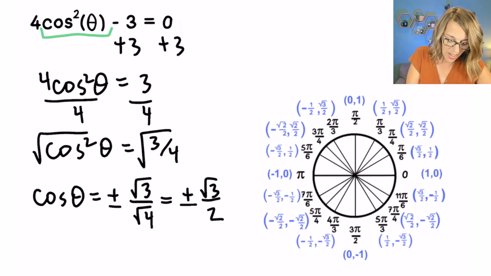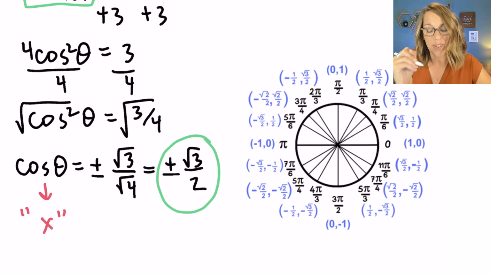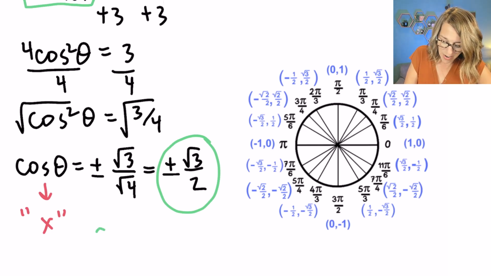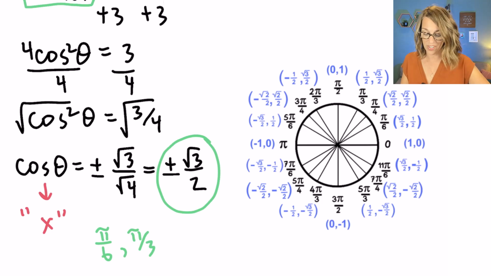Now my cosine values are my x values. So as I'm looking for x values of plus or minus radical 3 over 2, I know that I'm narrowing it down here to either pi sixths or pi thirds. Let's go ahead and find those as we work our way around the unit circle. So either positive or negative. I've got one here at pi sixths.